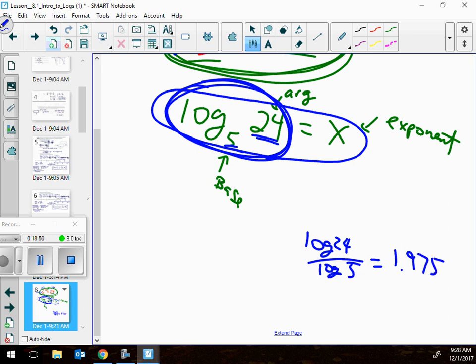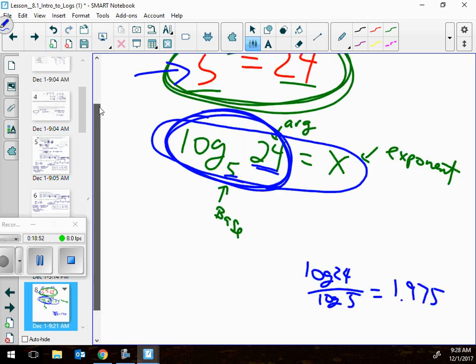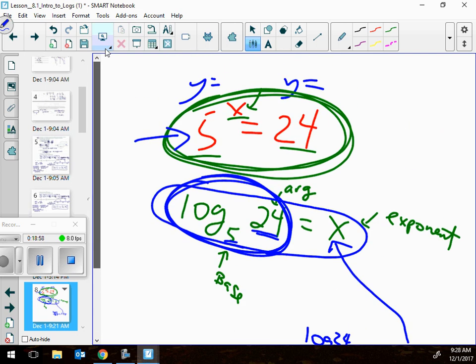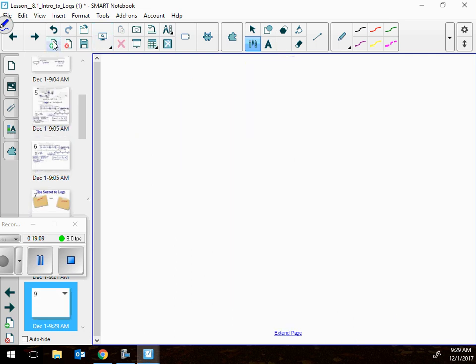And what does that mean? If you go back to the original, you're finding the exponent. See, this is the exponent. The exponent from the original problem must have been 1.975. All right. I'll give you another one. 2 to some power is equal to 19.